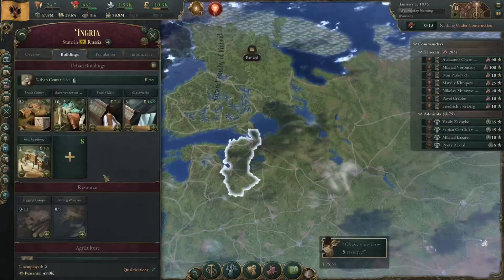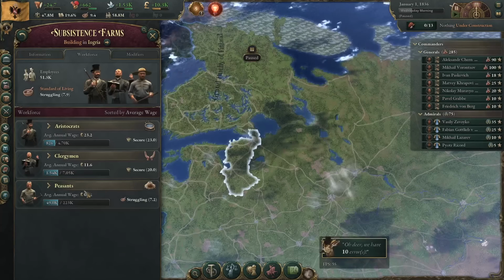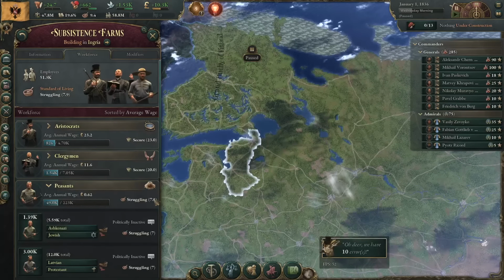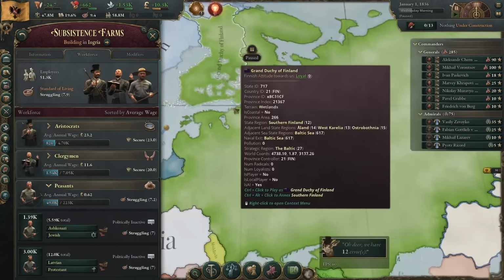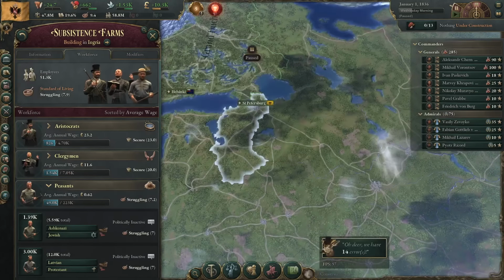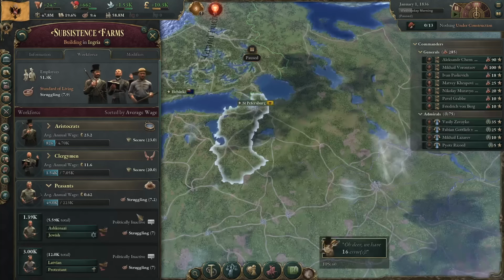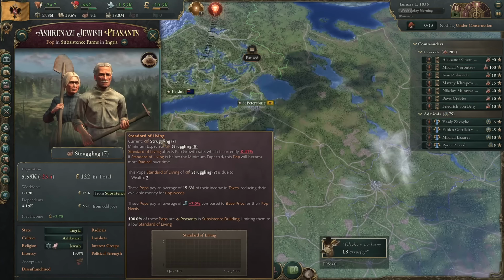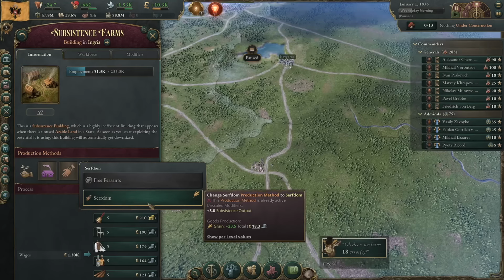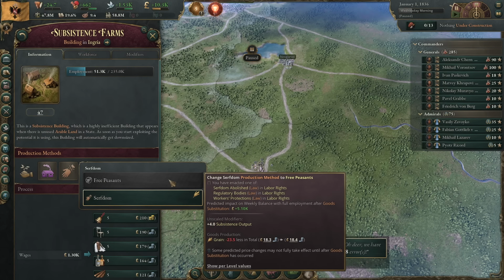Russia is a good example. The more serfs that you have, the lower their standard of living is going to be, because their standard of living is only coming from their subsistence farming, which is limited. It's just awful. So serfdom's really bad for your pops. Serfdom is going to increase the grain, but decrease the subsistence output.